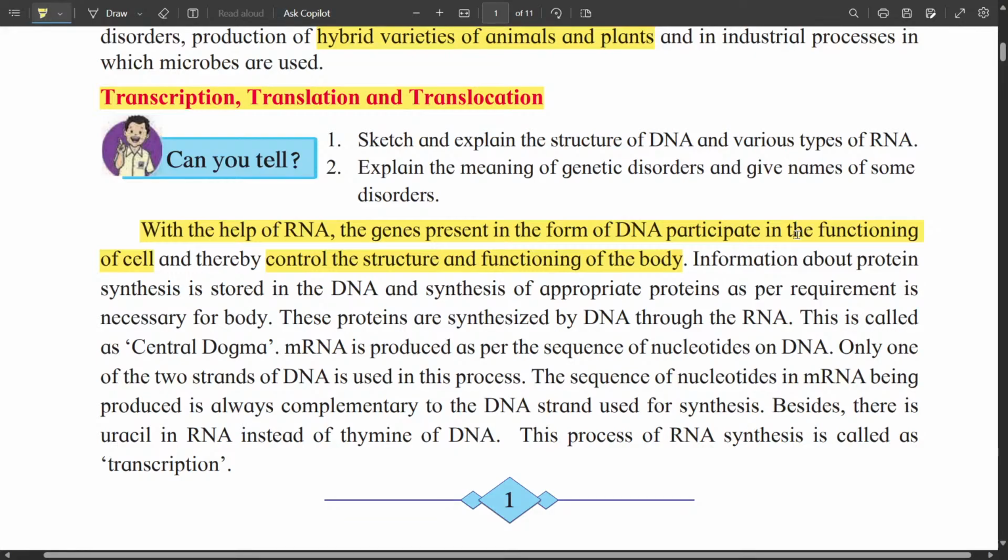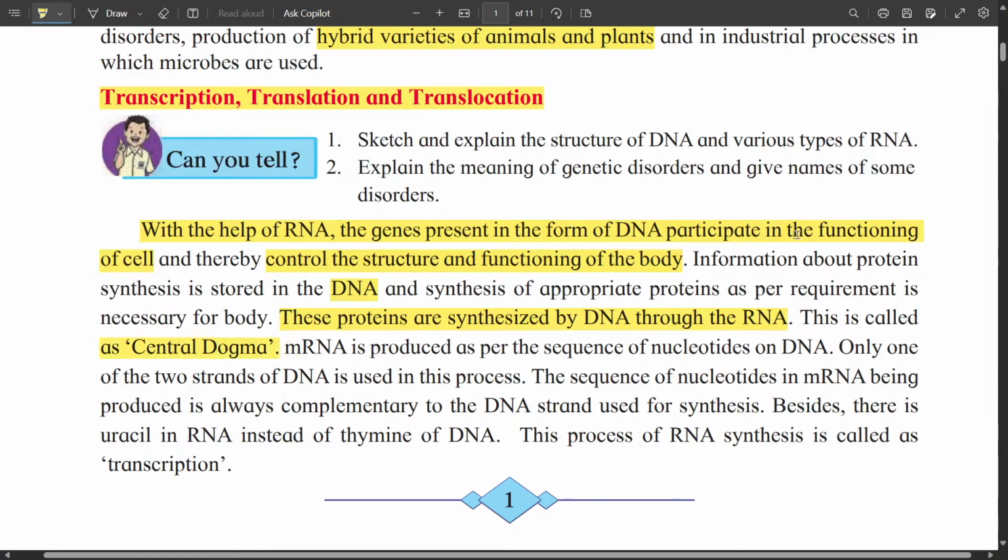Information about protein synthesis is stored in DNA, as we have seen that the chromosomes contain the chains, and the parts of the chains named genes store the information about a particular protein. But using this information, how are the proteins made? These proteins are synthesized by DNA through RNA, ribonucleic acid. This is called the central dogma.